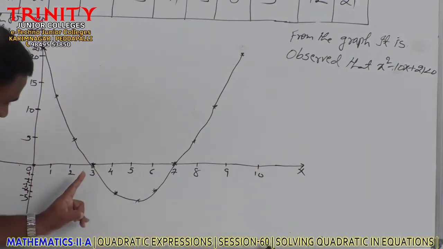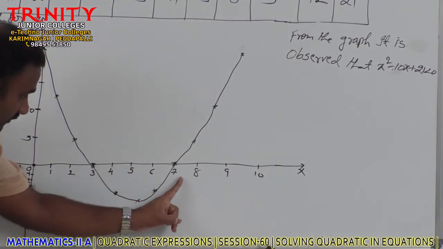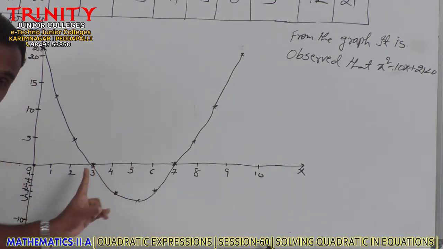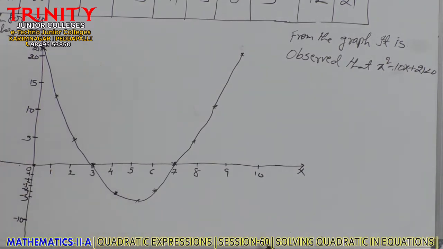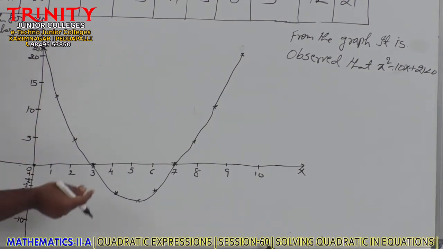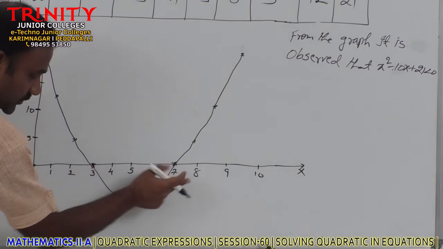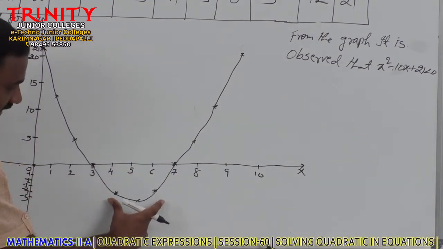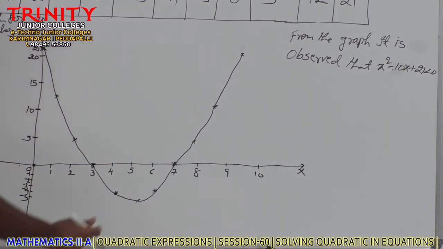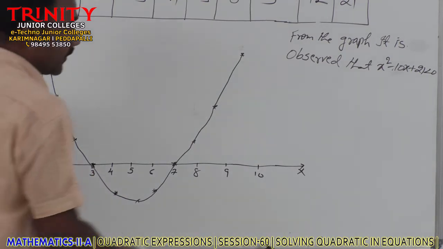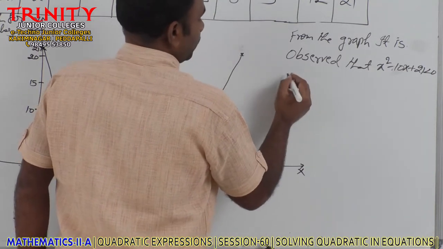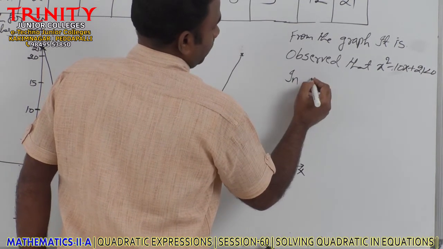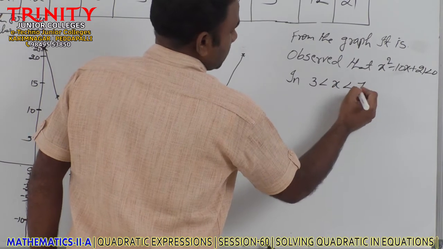From where to where do you see this? From 3 to 7, in between 3 to 7, the graph is less than 0. See, the curve is less than 0. This is the negative and this is the positive part. Therefore, in between 3 to 7, the curve is negative. X square minus 10x plus 21 is less than 0 in 3 less than x less than 7.